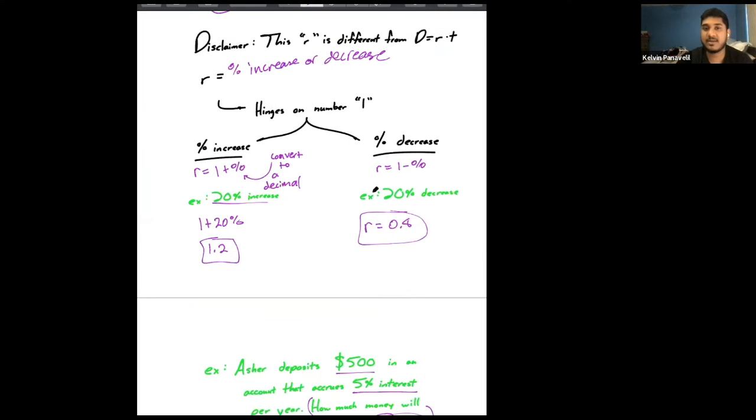And then same deal with decrease. A 20% decrease will be 1 minus 0.2, which is how we get 0.8. So remember, always when you're dealing with percents, convert it to a decimal before you write it in the equation. And then same deal here with this example.